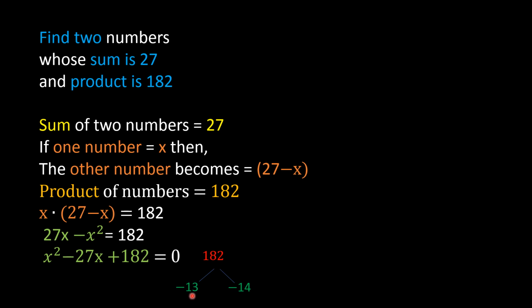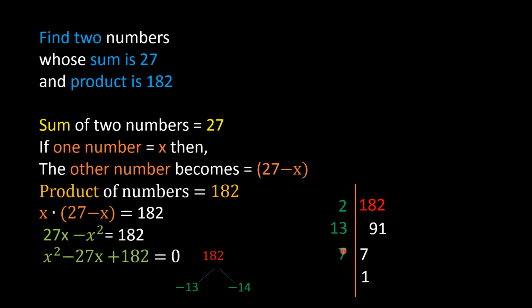Now how did we find this minus 13 and minus 14? For that, let us find the factors of 182. 182 is an even number, so we will divide it by 2. 18 divided by 2 will be 9 and 2 divided by 2 will be 1. Now 91 divided by 13 will be 7, 13 sevens are 91. Now 7 divided by 7 will give us 1.